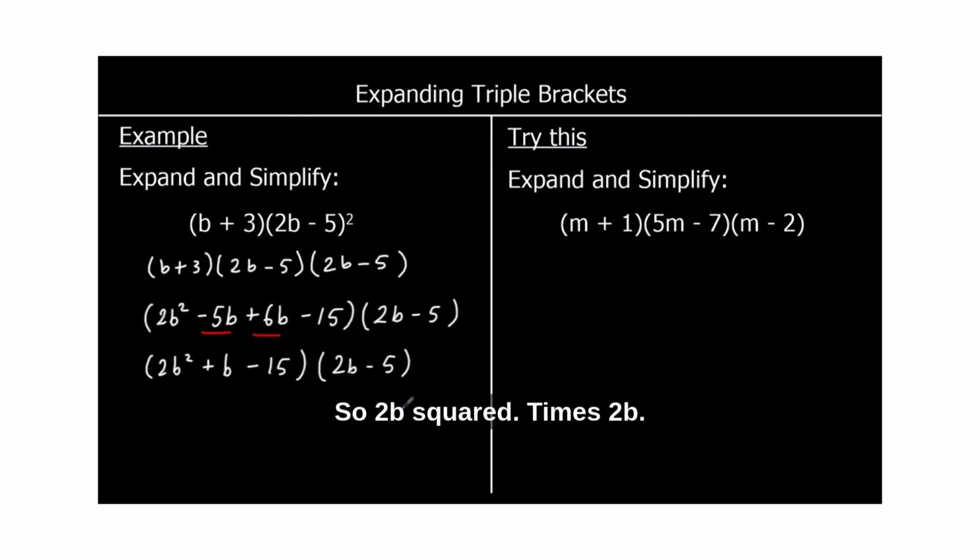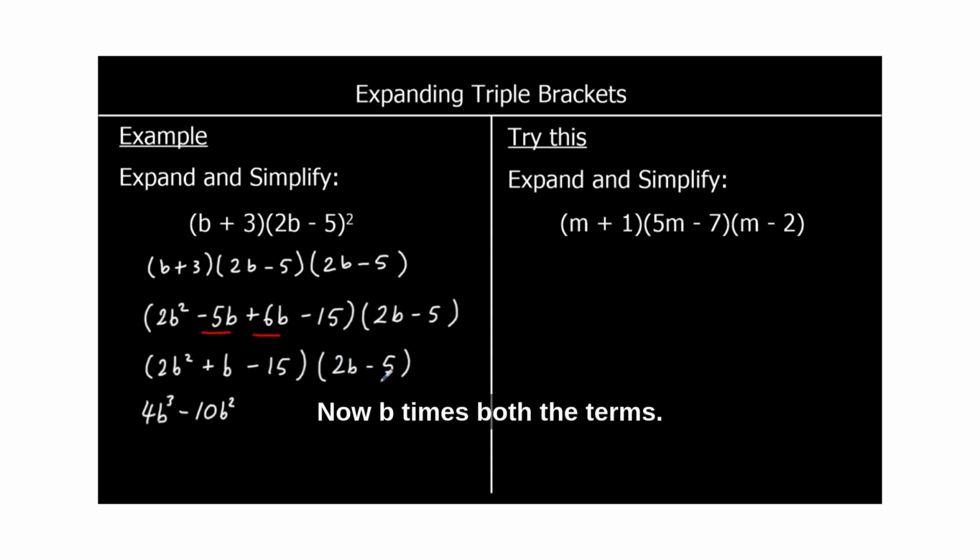So 2b squared times 2b, 2 times 2 is 4, b squared times b is b cubed, so 4b cubed. 2b squared times negative 5 is going to be negative 10b squared.